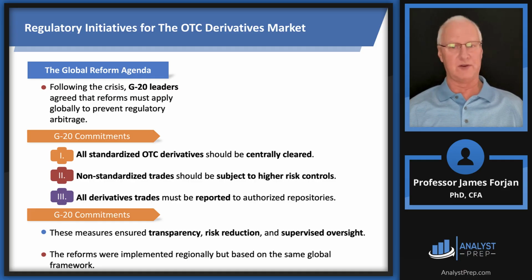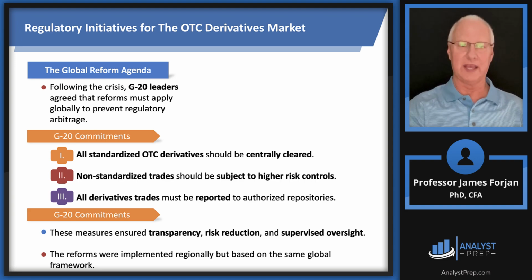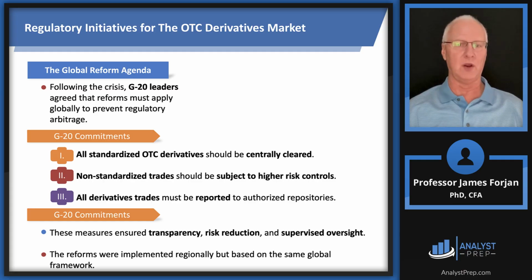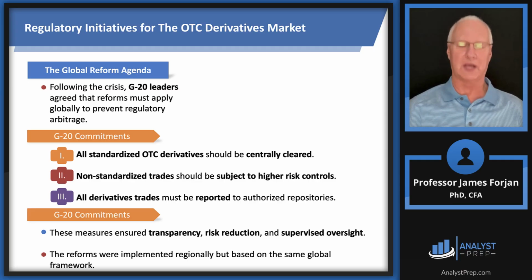If they are non-standardized trades, then you've got to have higher initial margins. You've got to have a scenario under which that variation margin is committed and paid much quicker. Maybe some higher collateral requirements. And then you can't do this in the back room. It's got to be reported.